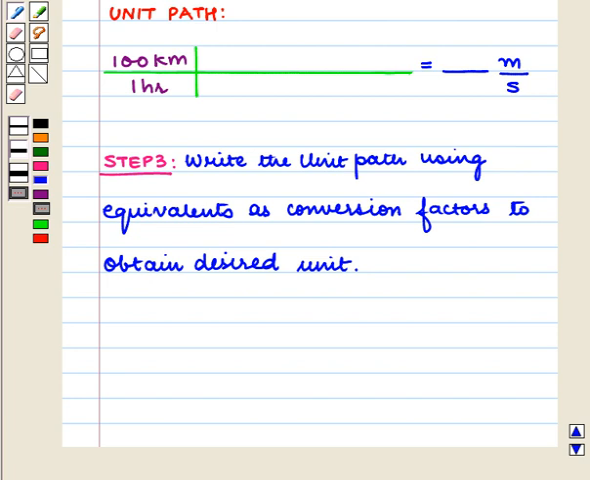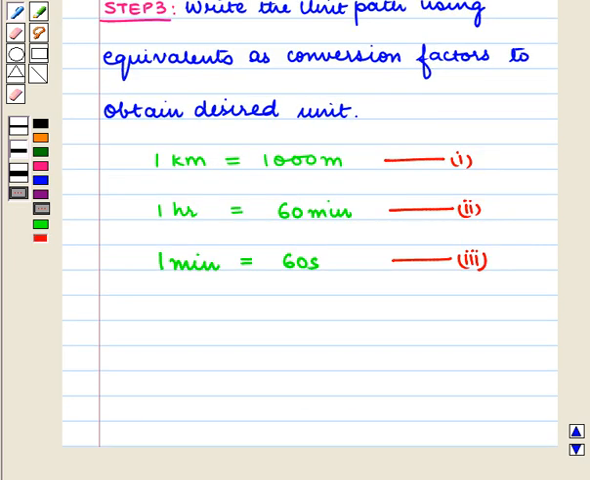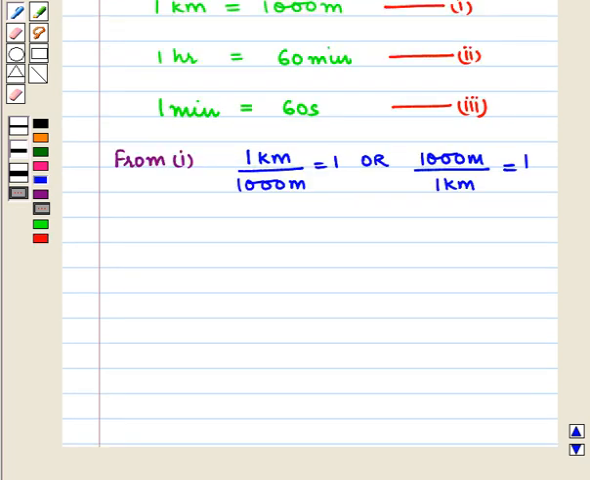So our next step will be to write the unit path using equivalents as conversion factors to obtain the desired unit. We know 1 kilometer is equal to 1000 meters, 1 hour is equal to 60 minutes and 1 minute is equal to 60 seconds. From 1 we have 1 kilometer upon 1000 meters is equal to 1, or 1000 meters upon 1 kilometer is equal to 1.